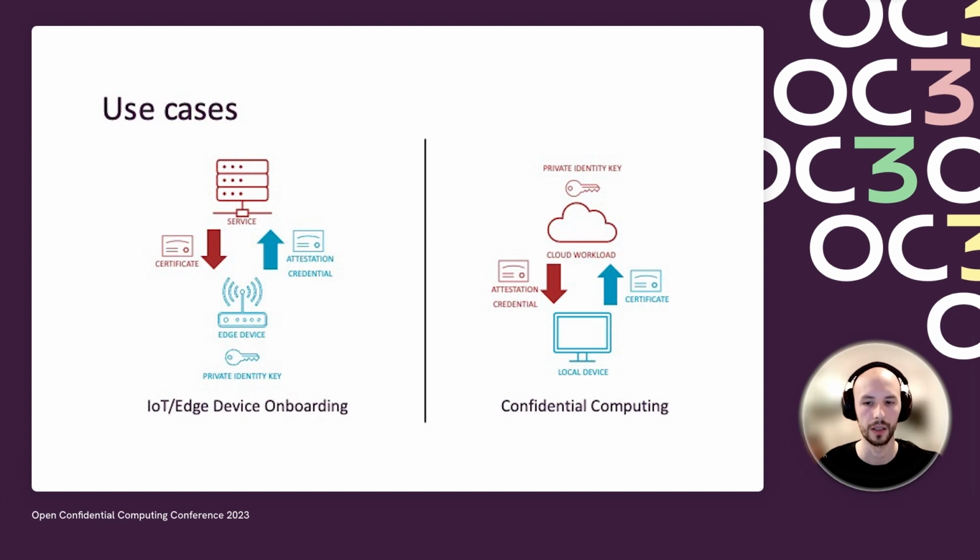Now, on the other hand, we have a confidential computing use case that is obviously quite relevant for us today, and it involves a cloud workload that we're trying to authenticate, perhaps from a local device, trying to connect to that workload. And we want, again, the workload to authenticate using an attestation credential, again, signed using some pre-provisioned private identity key that resides somewhere within the server chip that's running that workload.